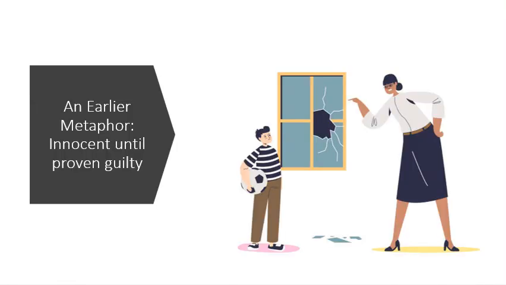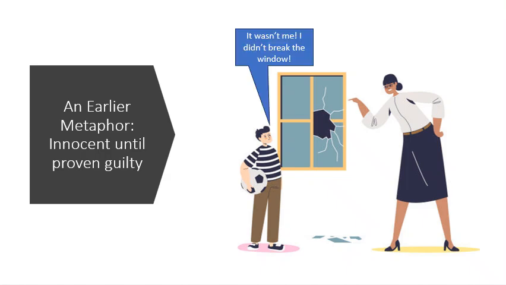So we're going to use an earlier metaphor, innocent until proven guilty, which is a metaphor we used when we were first beginning to talk about hypothesis testing. And so let's imagine that this is the scenario. This window is broken and there's this child with a ball. And he says, "It wasn't me, I didn't break the window."